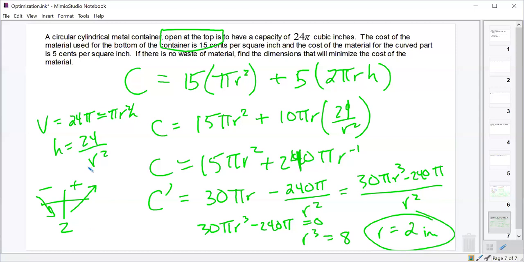If we wanted to find the height, we'd plug it in over there. Height equals 24 over 2 squared, or 6 inches. 6 inch height, 2 inch radius. Everybody good or no?